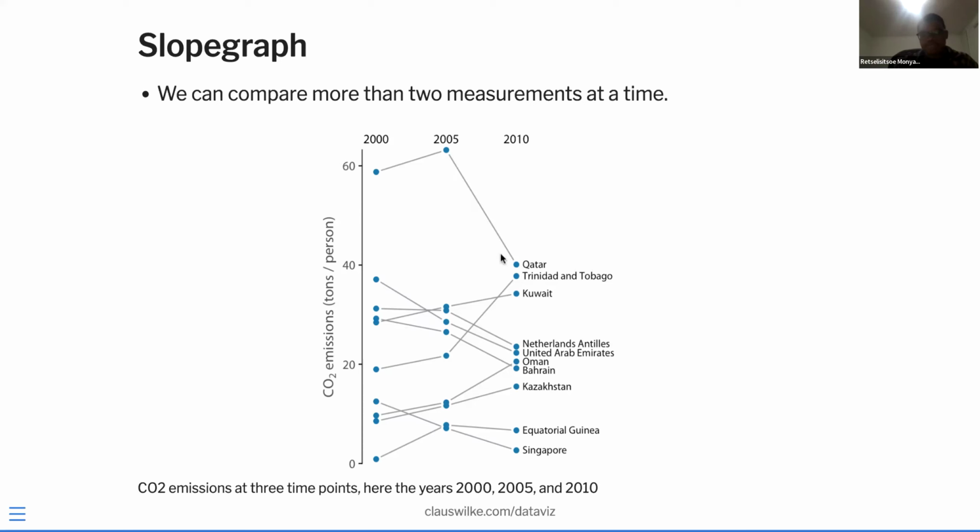Yeah, and I think in the book, he points out, for example, you can see Qatar from 2000 to 2005, they were increasing, and then from 2005 to 2010, there was a huge decrease there. All right, and I think that was that on slope curves. Yeah, and funny enough, that's the last part of chapter 12.